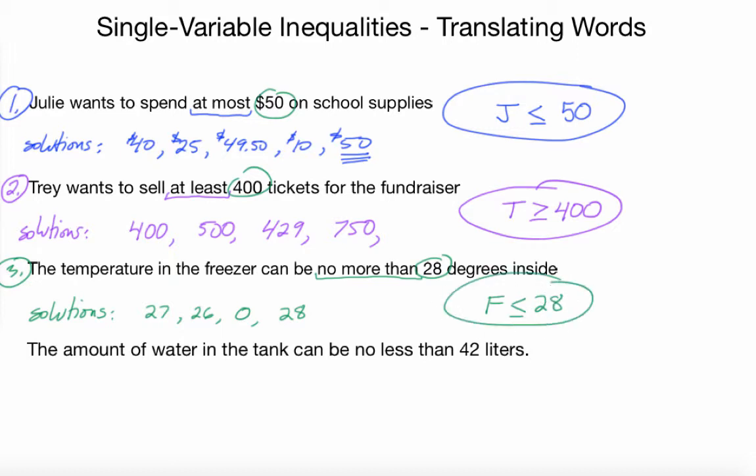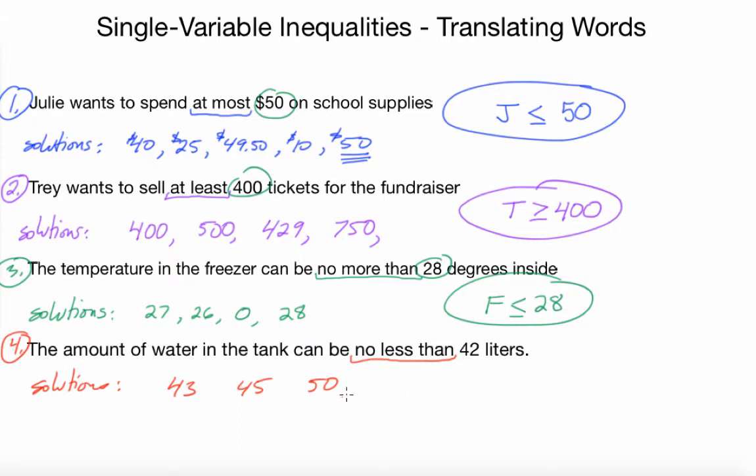All right, the final one, number 4. The amount of water in the tank can be no less than 42 liters. So what are my solutions in this one? If it can't be any less than 42, what's the opposite? That means I do want things that are greater than 42 liters. So I would be happy with 43 liters. I'd be happy with 45. Those are solutions. 50 liters. Those are not less than 42 liters. So I'm looking for things greater than.